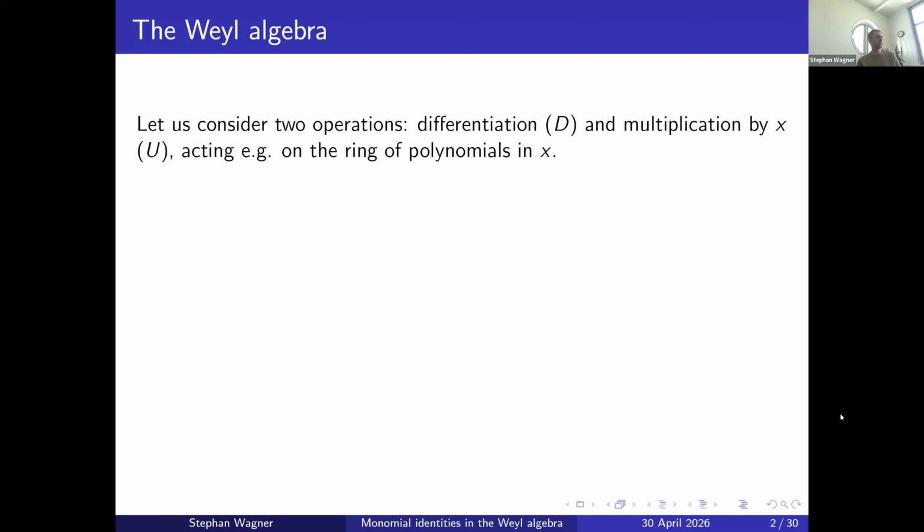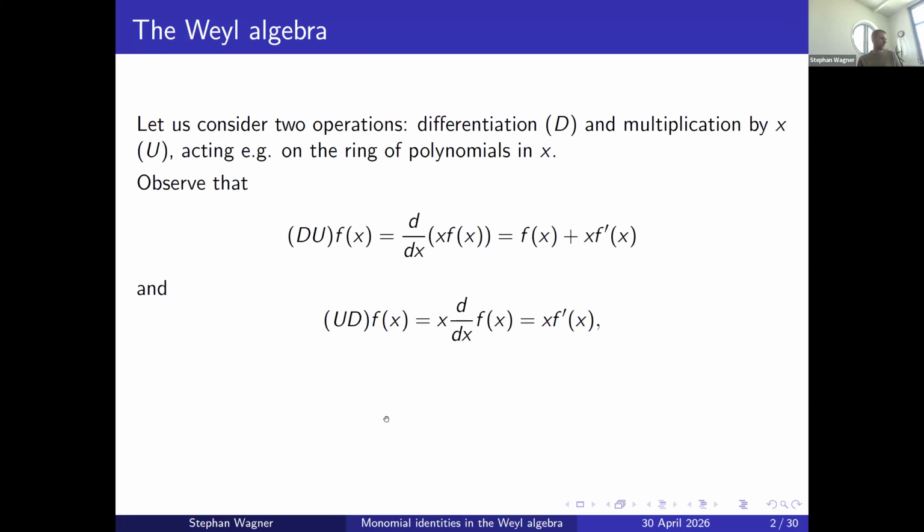Formal powers, or you can actually let them act on other functions as well, but let's stick to polynomials for now. We have the operation of differentiation and the operation of multiplication by x. Then one thing one can maybe observe is that these two operations do not commute.